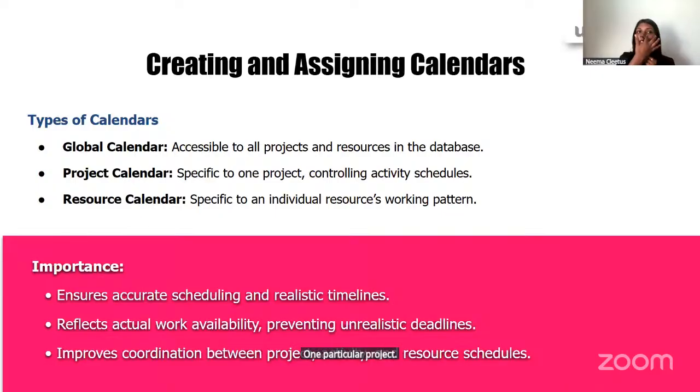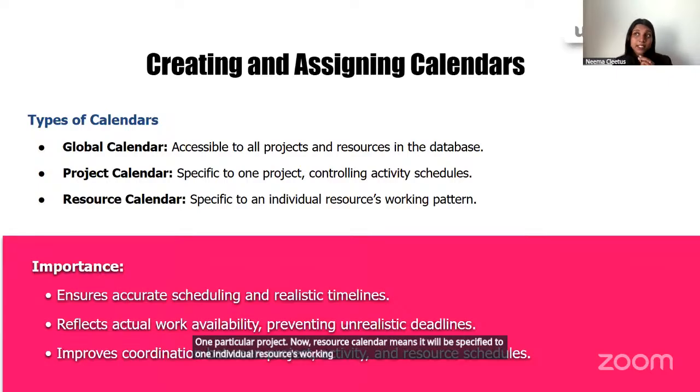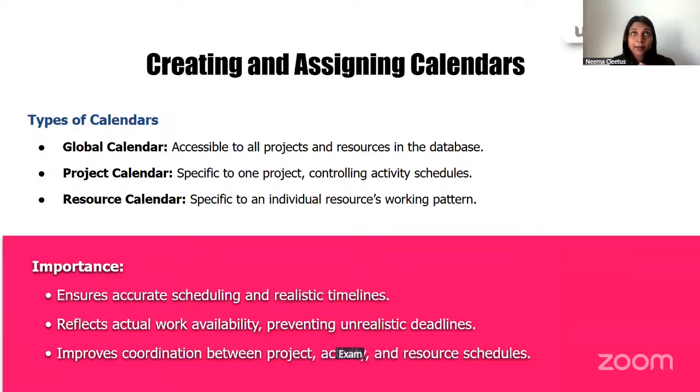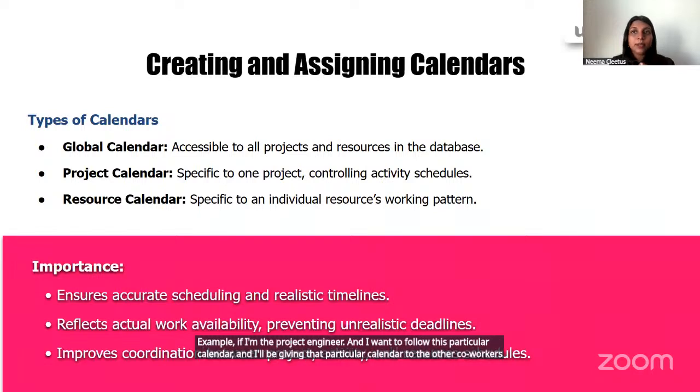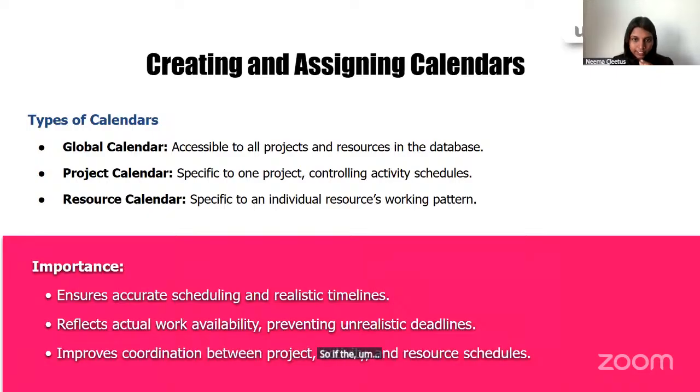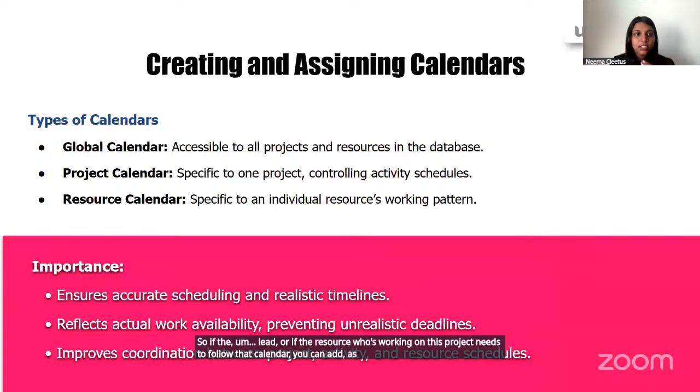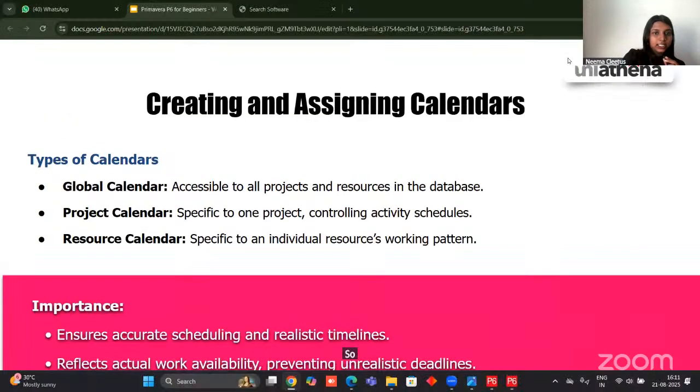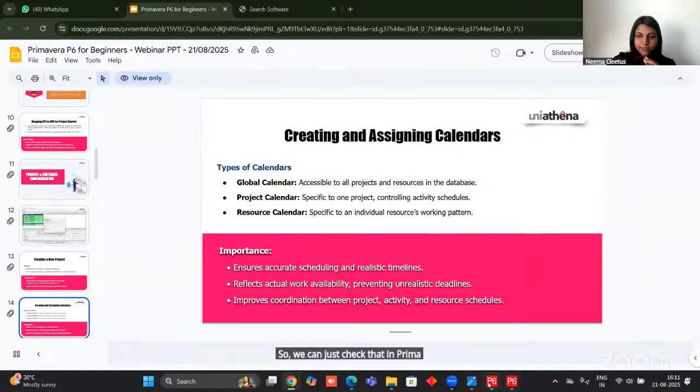Now, resource calendar means it will be specified to one individual resource's working pattern. It simply means, for example, if I'm the project engineer and I want to follow this particular calendar, I will be giving that particular calendar to the other co-workers also, and the projects will be depending on that calendar. So if the lead, or the resource who's working on this project, needs to follow that calendar, you can add it as a resource calendar. So we can just check that in Primavera P6 itself.